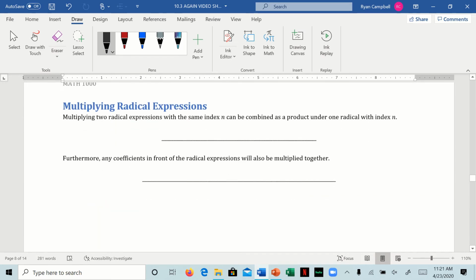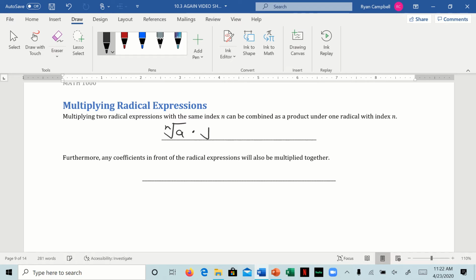All right, so let's talk about multiplying radical expressions. So multiplying two radical expressions, if they have the same index, can be combined as a product under one radical. So if you have the nth root of a times the nth root of b, well, you can just put them under one radical. A times b, the nth root.